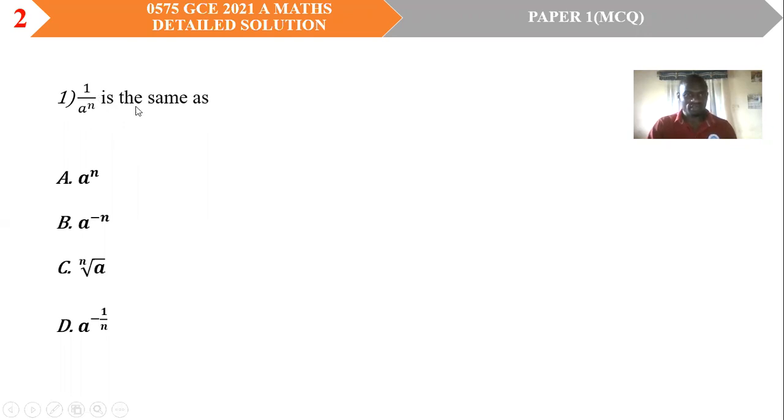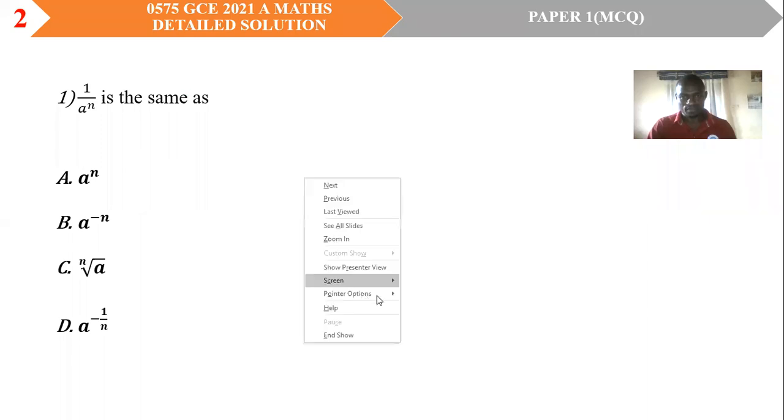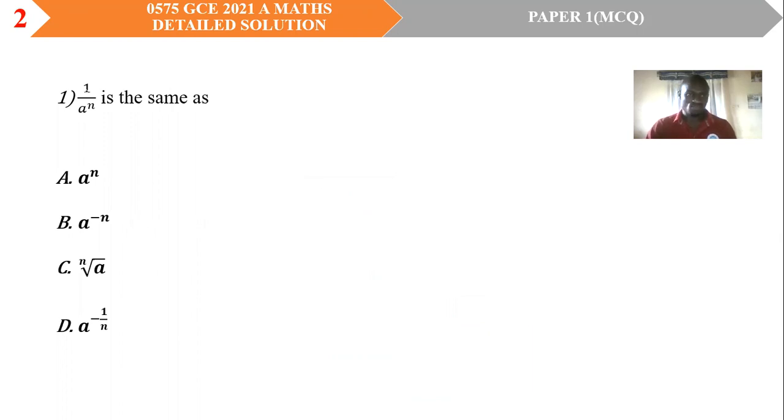1 over a to the power n is the same as... When we look at this question, you see that it is a fraction whose denominator is expressed in index form. But when we look at the solutions, except C, all the other solutions are strictly expressed in index form with a as the base. So how do we make this number have a as a base and be expressed in index form?